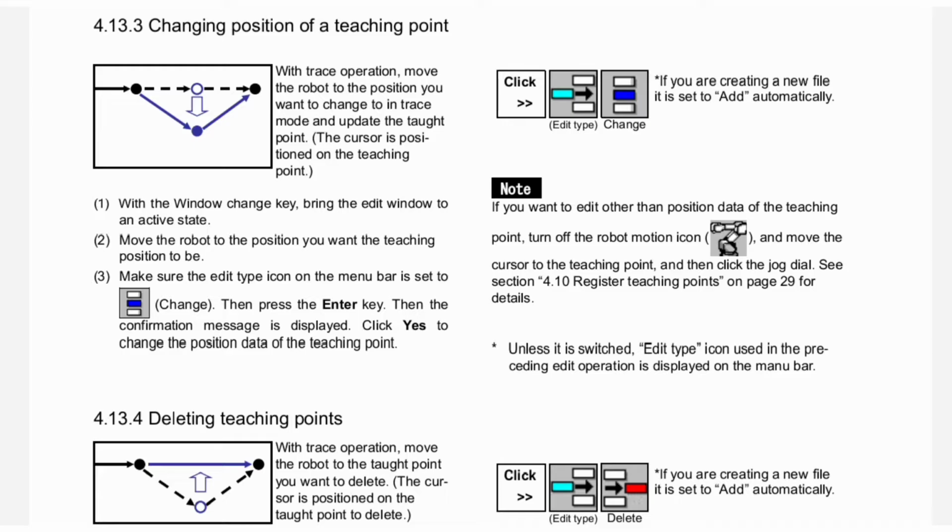Then the confirmation message is displayed. Click yes to change the position data of the teaching point. Edit type change. If you are creating a new file, it is set to add automatically. Note, if you want to edit other than position data of the teaching point, turn off the robot motion icon and move the cursor to the teaching point and then click the jog dial. Unless it is switched, the edit type icon used in the preceding edit operation is displayed on the menu bar.